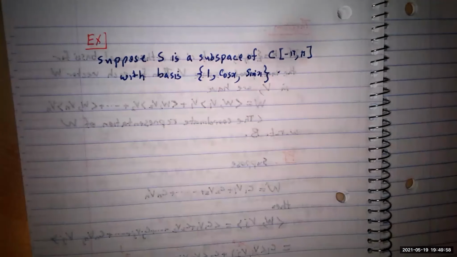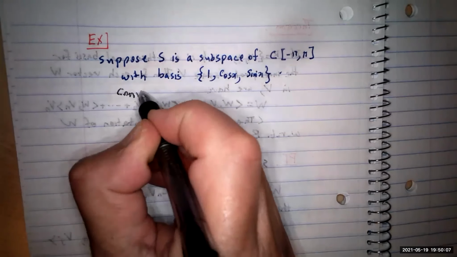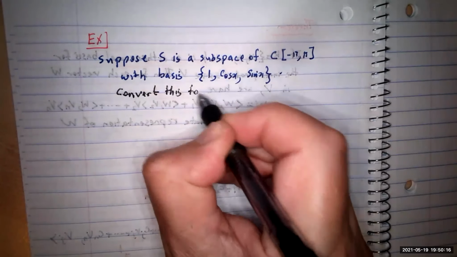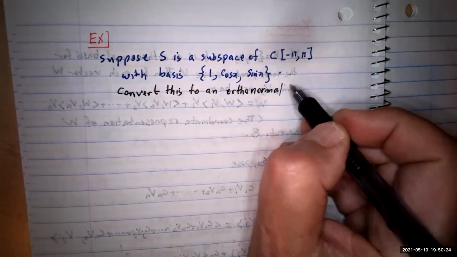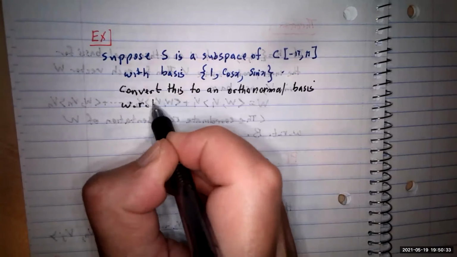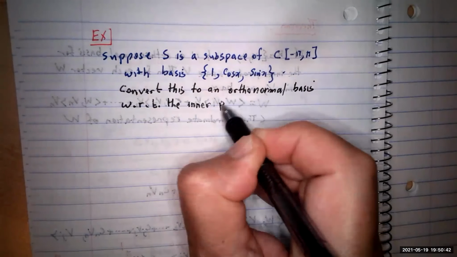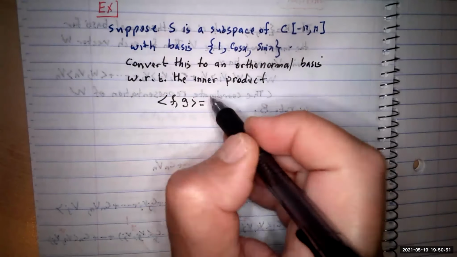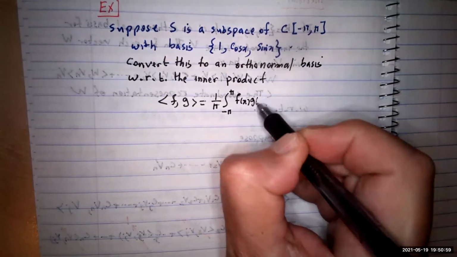What I would like you to do is this: this is just a basis, it's not an orthonormal one. So they ask you to convert this basis to an orthonormal basis with respect to the inner product. As usual for functions, the inner product of f and g is equal to 1 over pi times the integral from negative pi to pi of f of x, g of x dx.